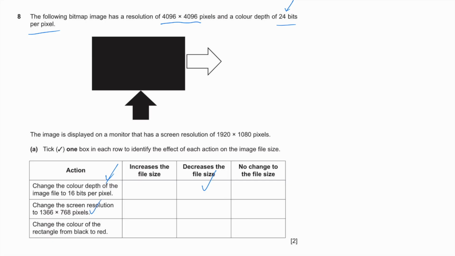Next, what if we change the screen resolution to 1366 by 768 pixels? Now, this actually isn't going to affect our file size at all because we're not changing the resolution of the image. We're just changing the resolution of what's going to display it. So we're not going to have any change in file size, but we just may not be showing that image in its full detail. Next, change the color of the rectangle from black to red. Yeah, that doesn't have any effect at all.